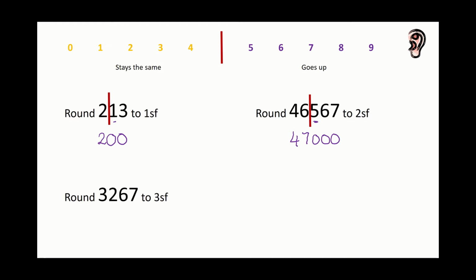To round 3,267 to 3 significant figures, we place the line after the third number from the left. The 7 decides, the 6 goes up to a 7, and we add a 0 on the end.